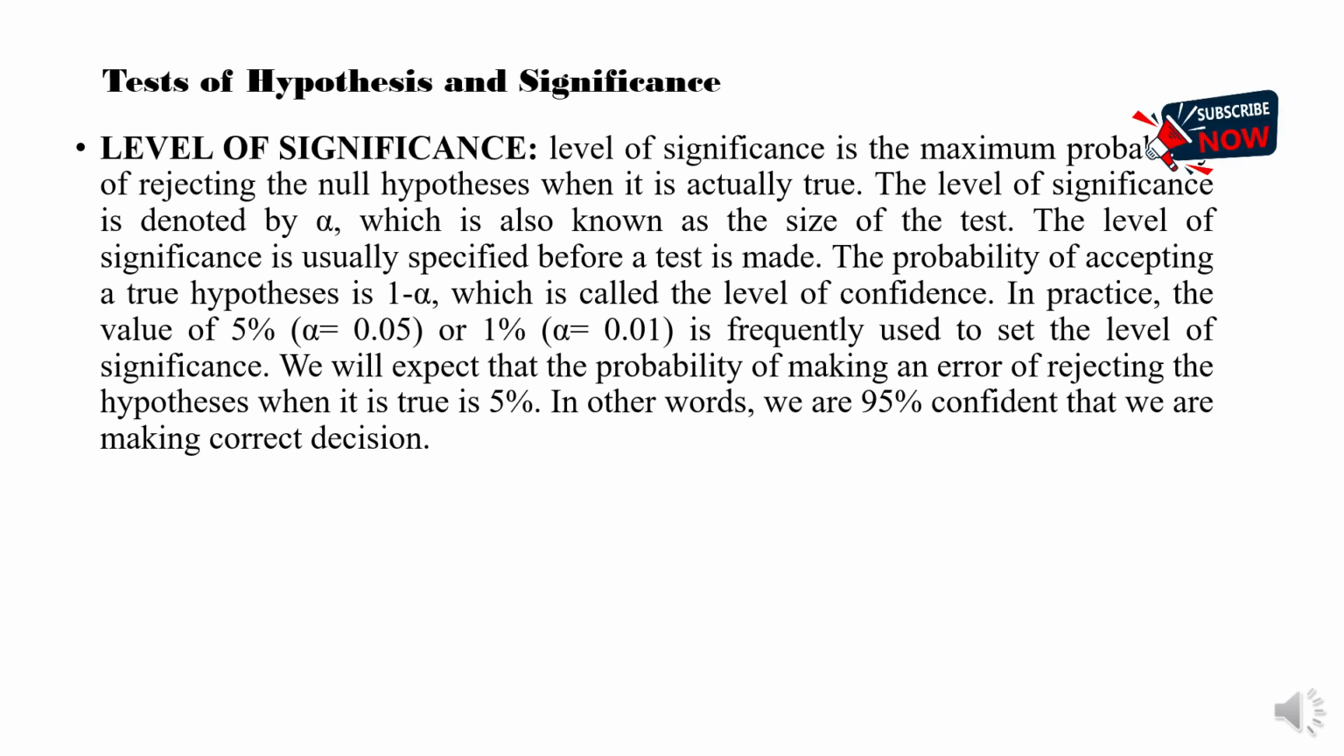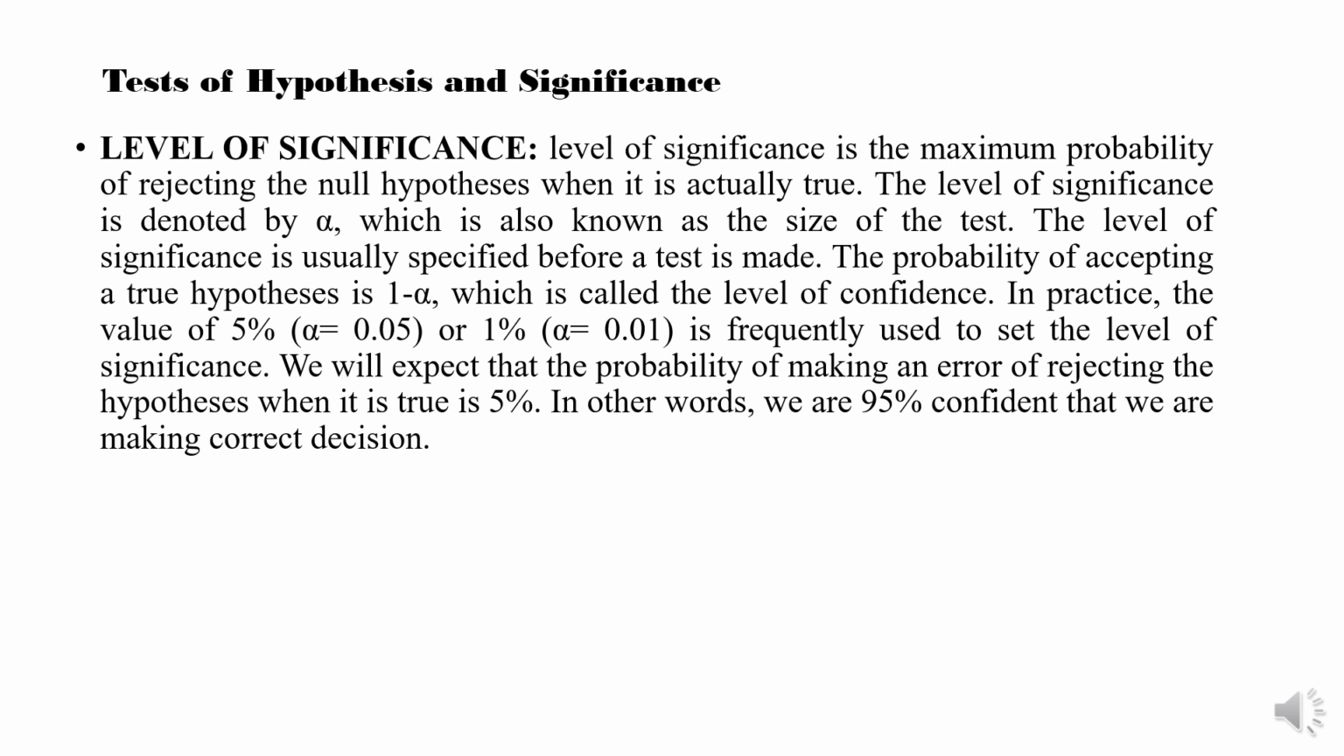The level of significance is usually specified before a test is made. The probability of accepting a true hypothesis is 1 minus alpha, which is called the level of confidence. In practice, a value of 5%, that is alpha equal to 0.05, or 1%, where alpha is 0.01, is frequently used to set the level of significance.